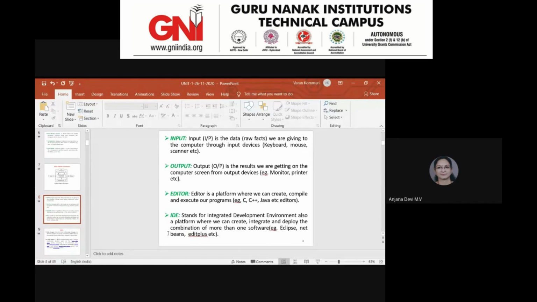That means what? Have you seen the C software in your system? If you double click on that Turbo C icon, what will happen? One blue color window will be opened. That window is called a text editor or editor. In the text editor only, you can write the program. That means an editor is a platform where we can create, compile, and execute a program. You can write the program, compile the program, then execute the program. So that is called a text editor or editors.